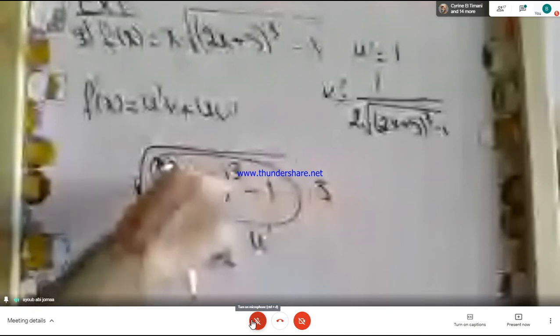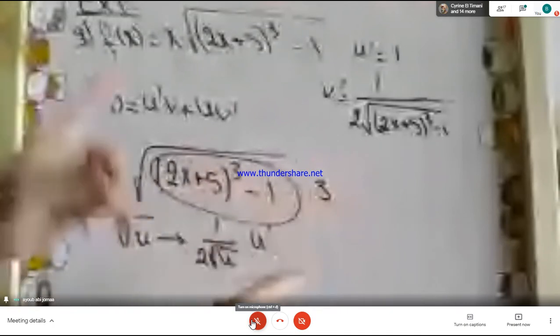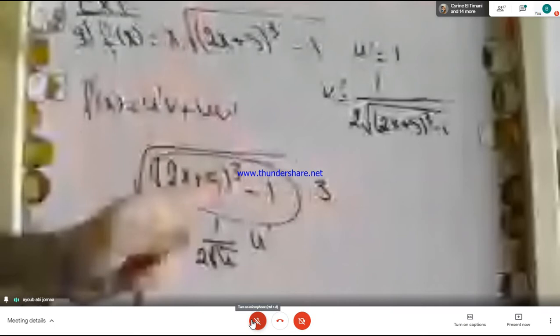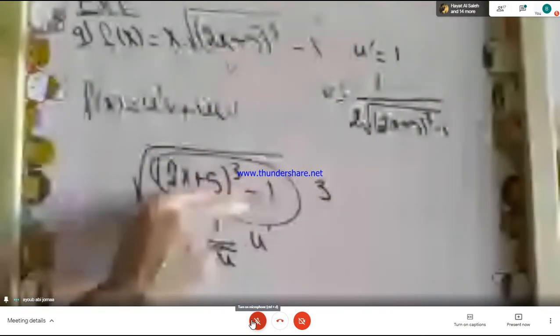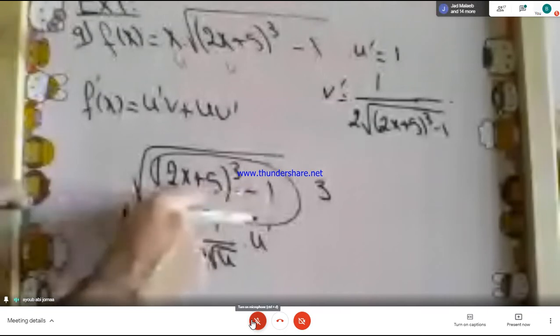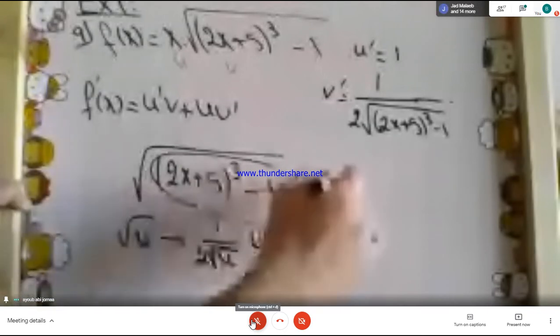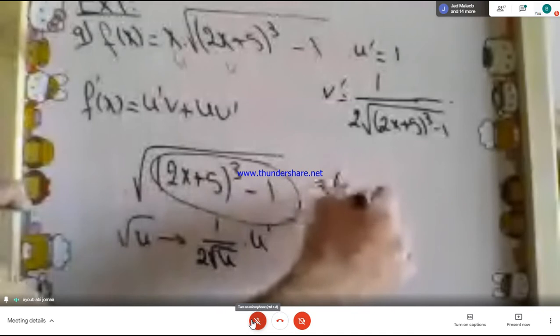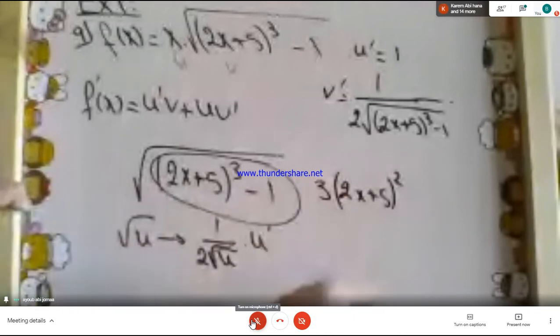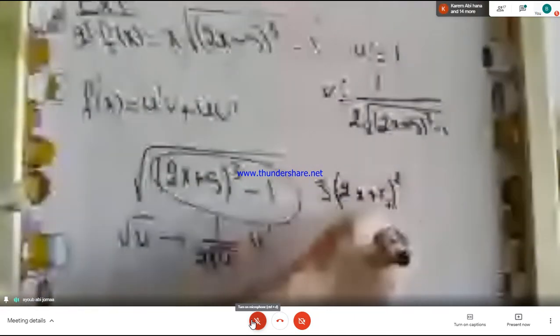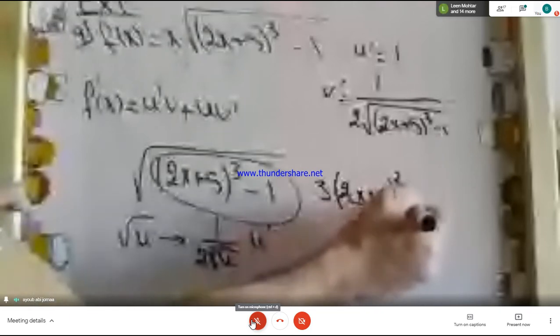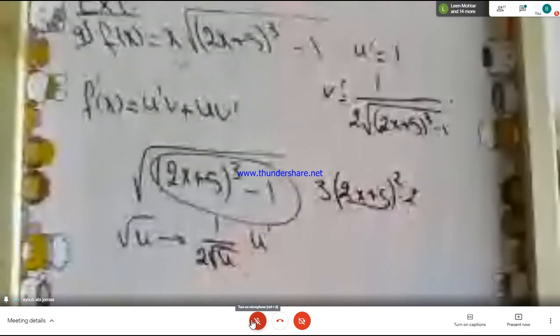We removed the 5, we removed the 1. The 5 has a power here, and this is addition: 2x plus 5, all of it to the power 3. So it is 3 into 2x plus 5 to the power 2 times the derivative of this, times 2.